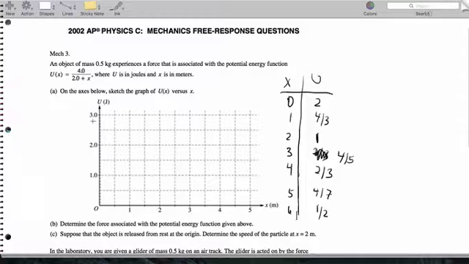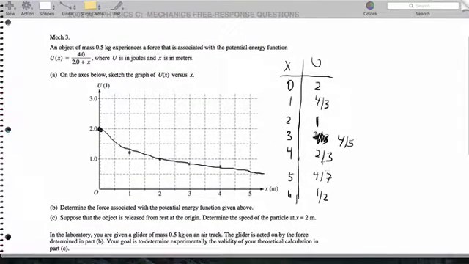So let's do this. At 0, we're at 2. At 1, we're at 4/3, about there. At 2, we're at 1. At 3, we're at 4/5. At 4, we're at about 2/3. And at 5, we're at 4/7. At 6, we're at a half. So we end up getting kind of a curve like this. This is going to be a bad graph, I'm just going to tell you right now. But that's kind of the graph.